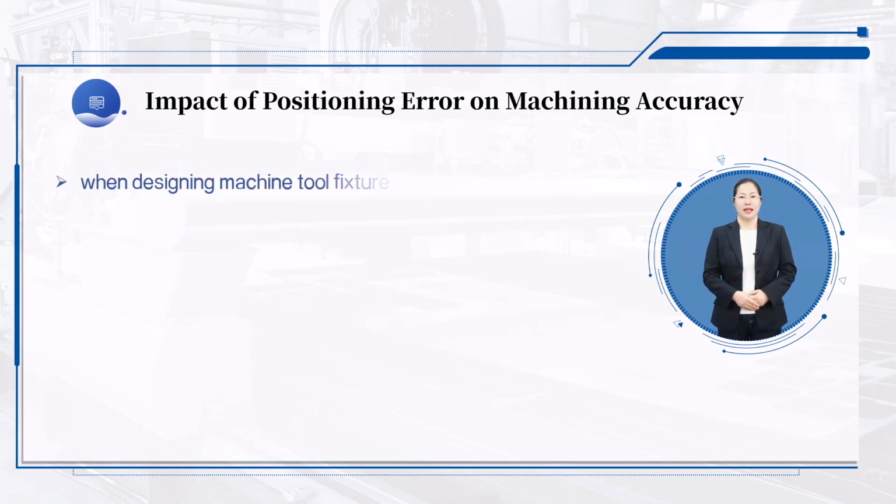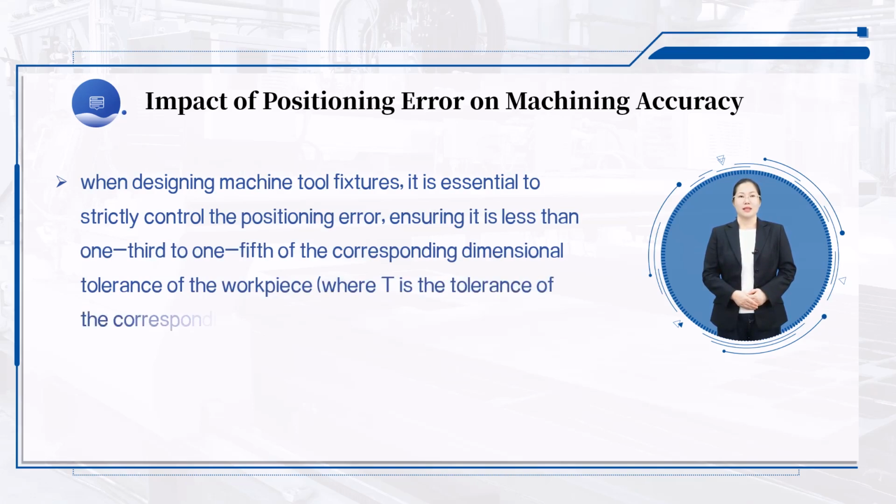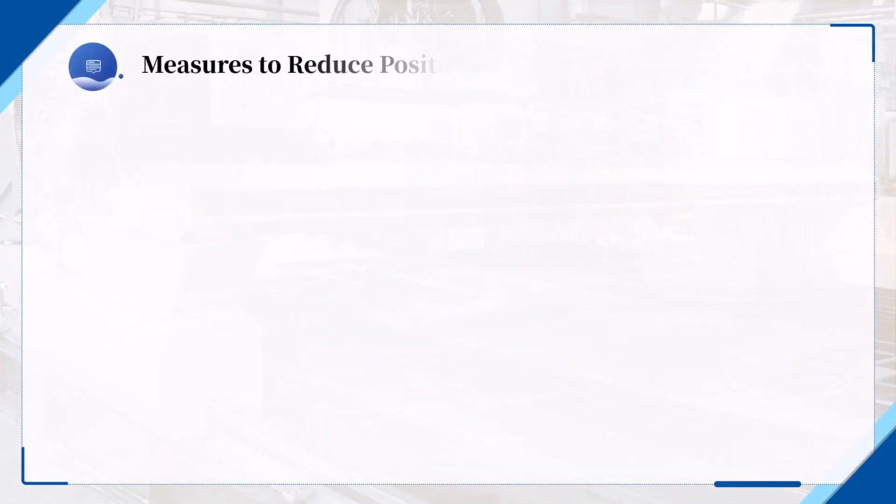Therefore, when designing machine tool fixtures, it is essential to strictly control the positioning error, ensuring it is less than 1/3 to 1/5 of the corresponding dimensional tolerance of the workpiece, where T is the tolerance of the corresponding dimension of the workpiece. This is crucial to ensure the machining accuracy of the workpiece. To reduce positioning error and improve the machining accuracy of workpieces, we can take the following measures.